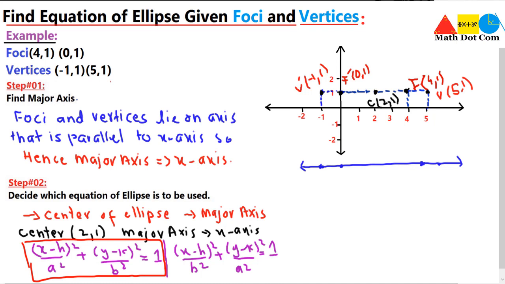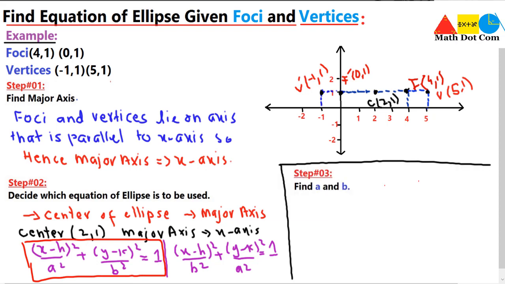Then what do we have to find out in order to use this equation, and what is known? Let's see. It will be done in step number 3. In step number 3 we have to find a and b.